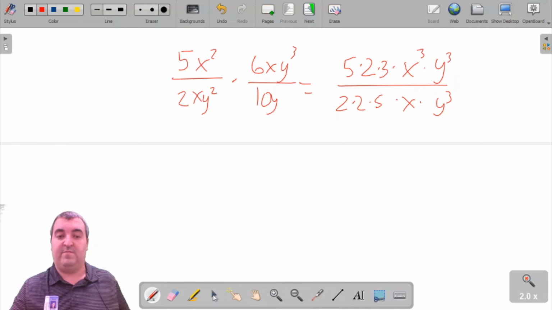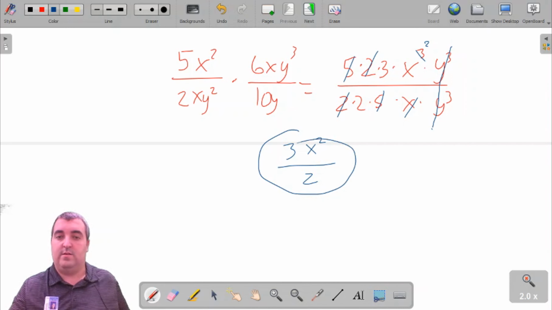Now I look for common factors. When it comes to numbers, you look for the same numbers. So 2 and 2, 5 and 5. So this 3 and this 2 do not cancel. x cubed and x will become x squared, and these y's, because they're the exact same, they cancel. So we end up getting 3x squared over 2, because this cancels and this becomes just one less. Okay, and there you go.